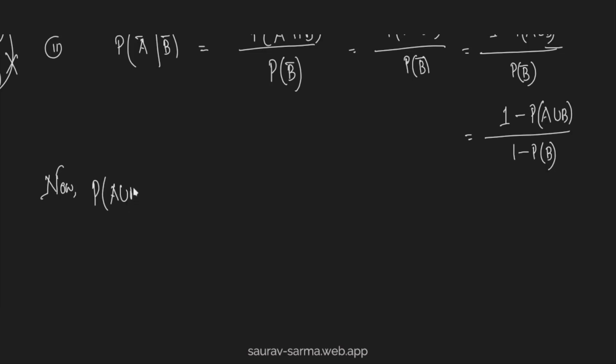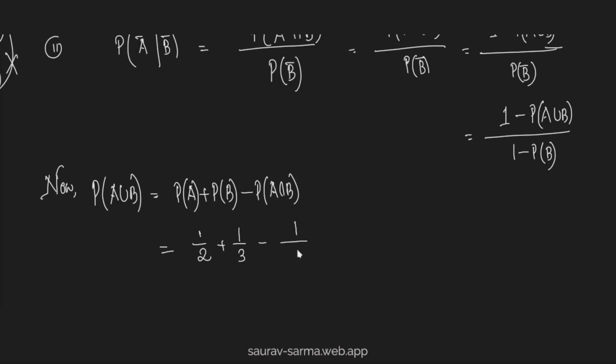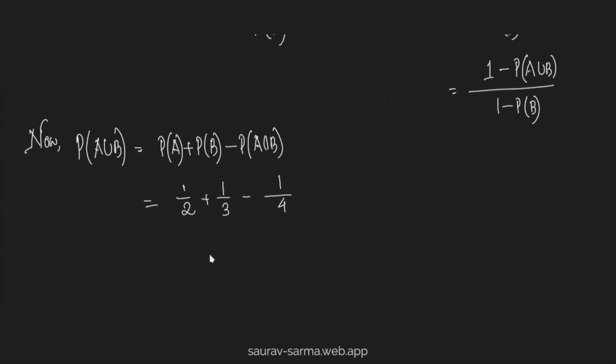Now probability of A union B is probability of A plus probability of B minus probability of A intersection B. Probability of A ki dia ase is half, B dia ase 1/3, minus this one is 1/4. So 12, 6 plus 4 minus 3, so 7 by 12.